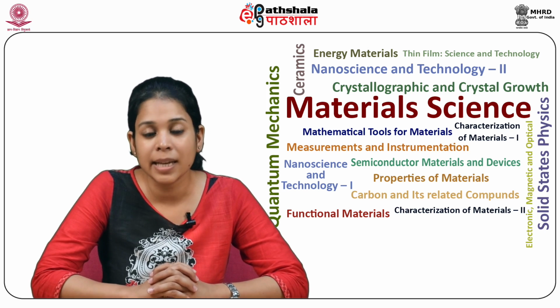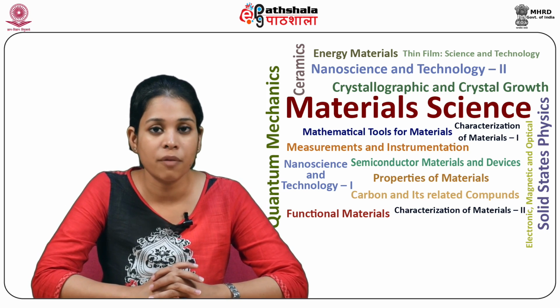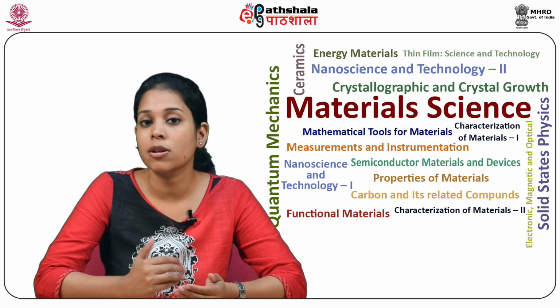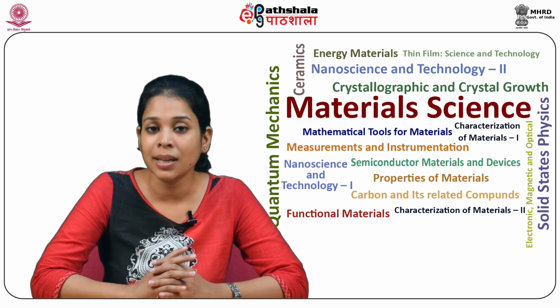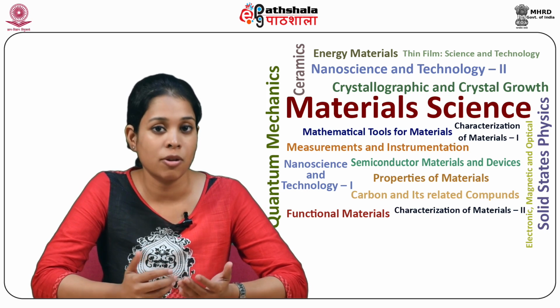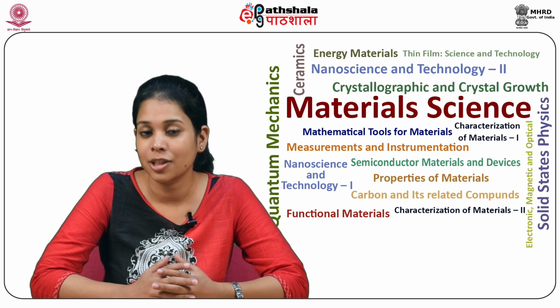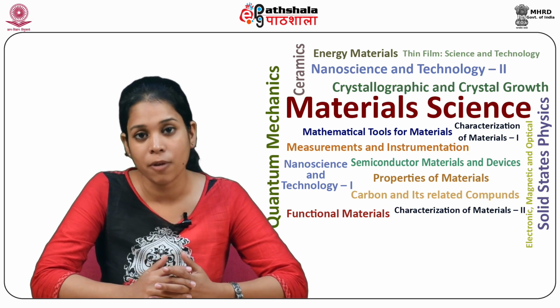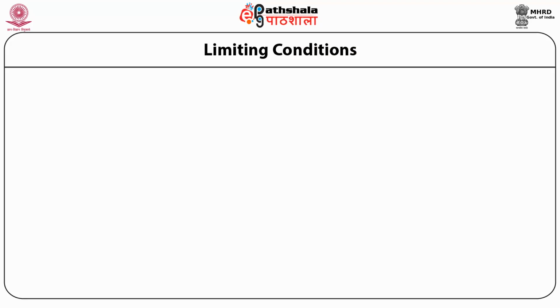Now comes the limiting conditions. The first limiting condition is low partial pressure of oxygen. This results in oxygen deficit, or we can call it metal excess. The second limiting condition which we will be discussing is intermediate partial pressure of oxygen, that is stoichiometric composition. The next limiting condition is high partial pressure of oxygen, that is oxygen excess or metal deficiency. So the first case is low partial pressure of oxygen, that is oxygen deficient.